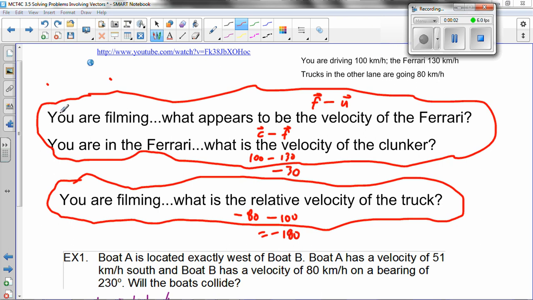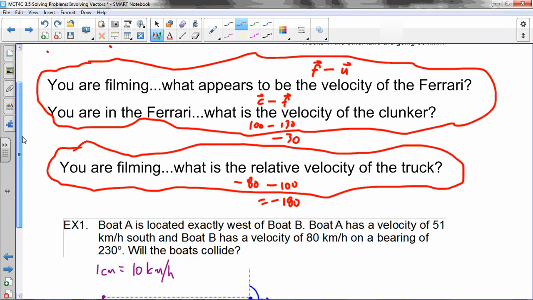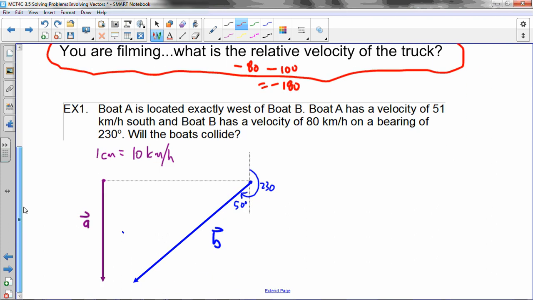All right, day 23, we're back for part 2. We've got an example here. Boat A is located exactly west of boat B. Boat A has a velocity of 51 kilometers per hour straight south, and boat B has a velocity of 80 kilometers per hour on a bearing of 230 degrees.